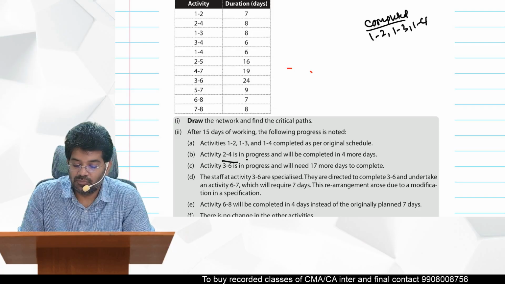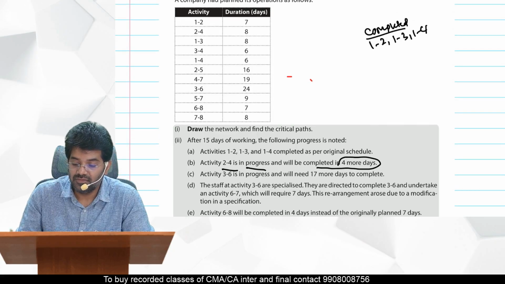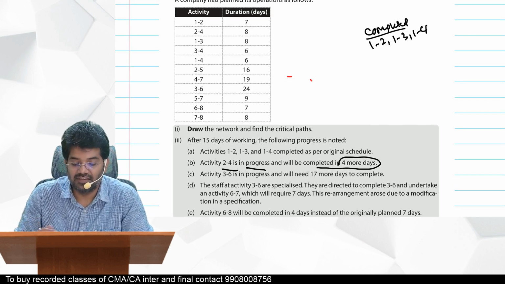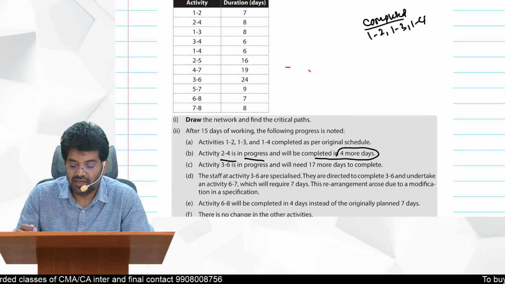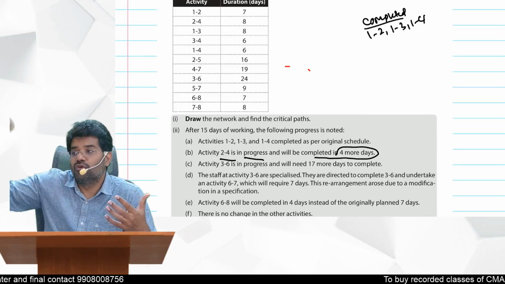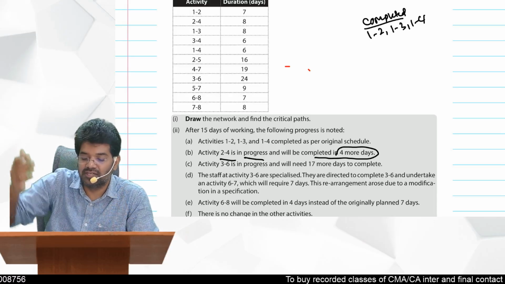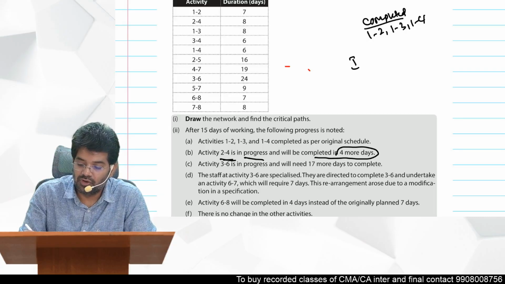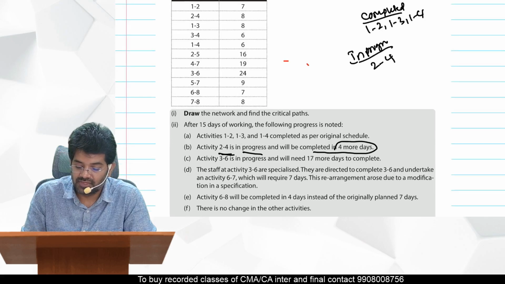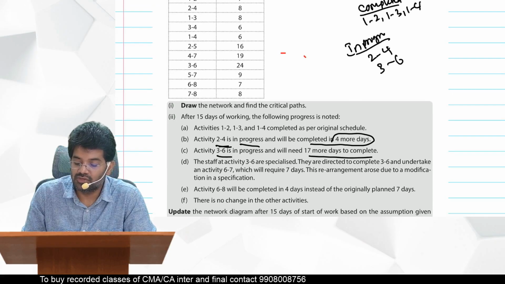Activity 2 to 4 is in progress and will be completed in 4 more days. 2 to 4 is in progress, already started. We have to see the earliest start time of 2 to 4. Already 4 days are over, and they are saying it will be completed in 4 more days. So whatever number of days already completed for 2 to 4, plus this 4, we should add to get the revised duration of 2 to 4. Which are the activities in progress? 2 to 4 is in progress. Activity 3 to 6 is also in progress. This will need 17 more days to complete.